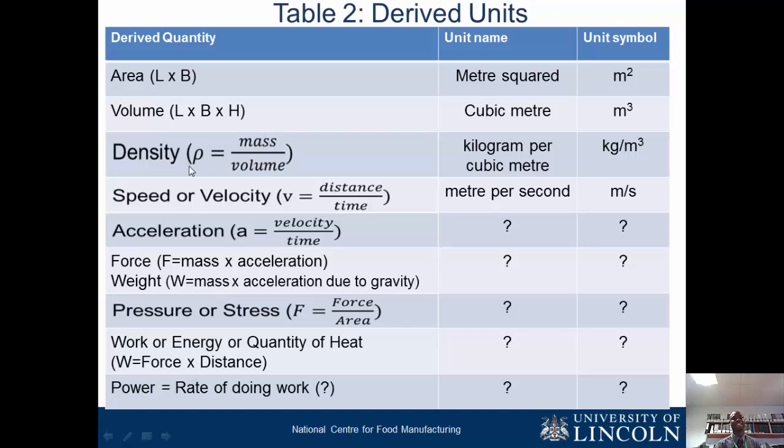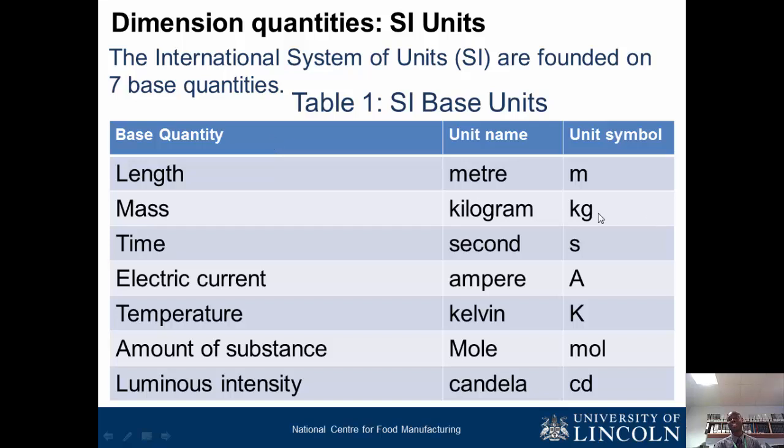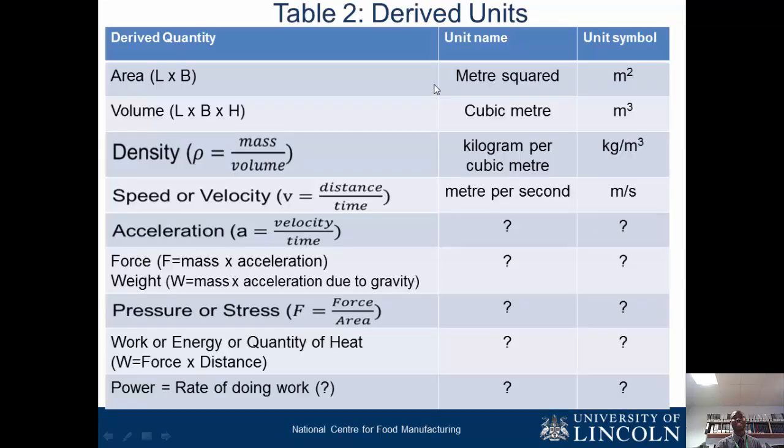Now let's go to density. Density is defined as mass over volume. We know that the unit of mass in our previous slide is kilogram, and our volume is measured in meter cube. So our density is going to be measured in kilogram divided by meter cube, which is defined as kilogram per cubic meter.